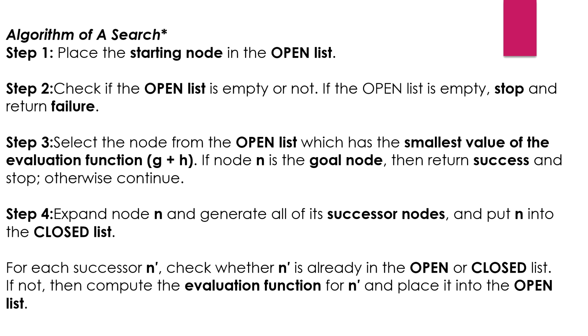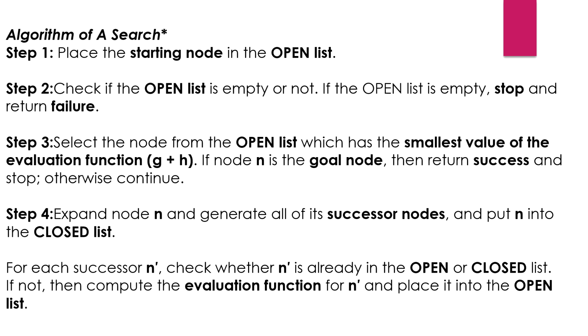Step 1. Place the starting node in the open list. For example, the starting node is A. We will put A into the open list. Next, step 2. Check whether the open list is empty. If it is empty, there are no possible paths. The algorithm stops the search.